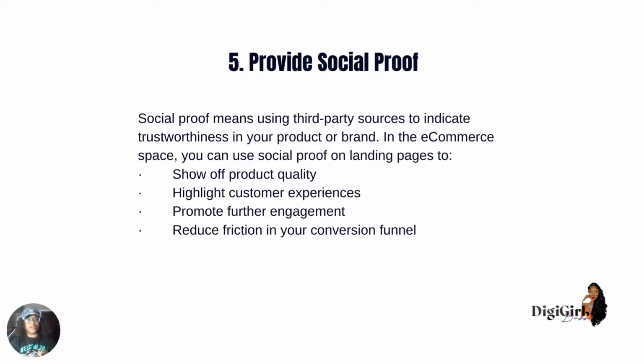So number 5, provide social proof. Social proof means using a third-party source to indicate trustworthiness in your product or brand. In the online selling space, you can use social proof on landing pages to show off your product quality, highlight customer experiences, promote further engagement, and reduce friction in your conversion funnel.